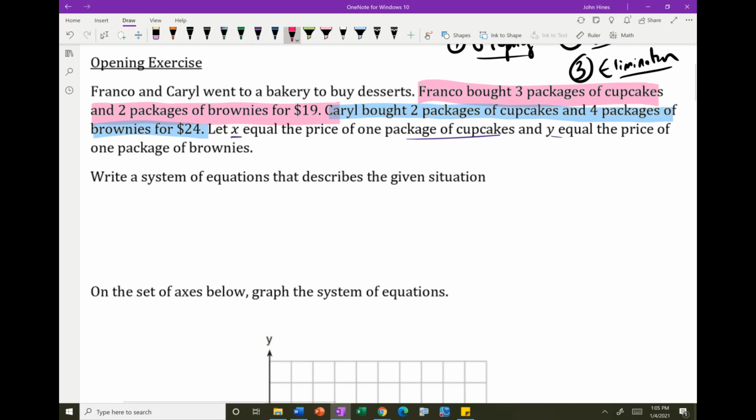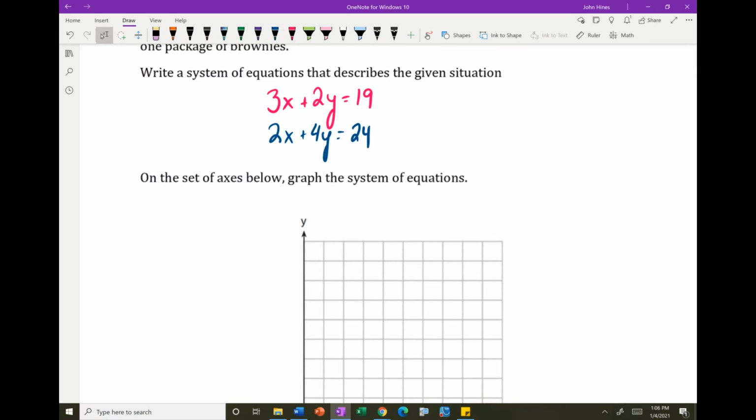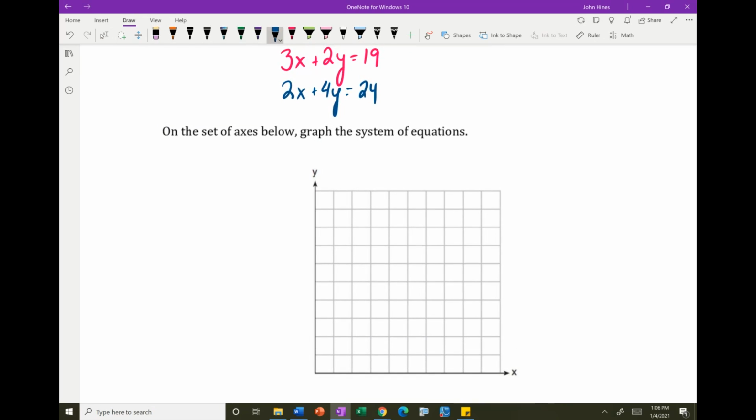So let's go through Franco here. Franco said 3 cupcakes that cost X each and 2 brownies that cost Y each should give me $19. Notice I have to use X and Y because those are the given variables. The other equation comes from 2 cupcakes times their cost, plus 4 brownies times their cost gives me 24. So here's a system of equations that describes the given information. And they want us to solve this system by graphing. So unfortunately, we've got a lot of work to do here to graph this. This is a good graphing equation review.